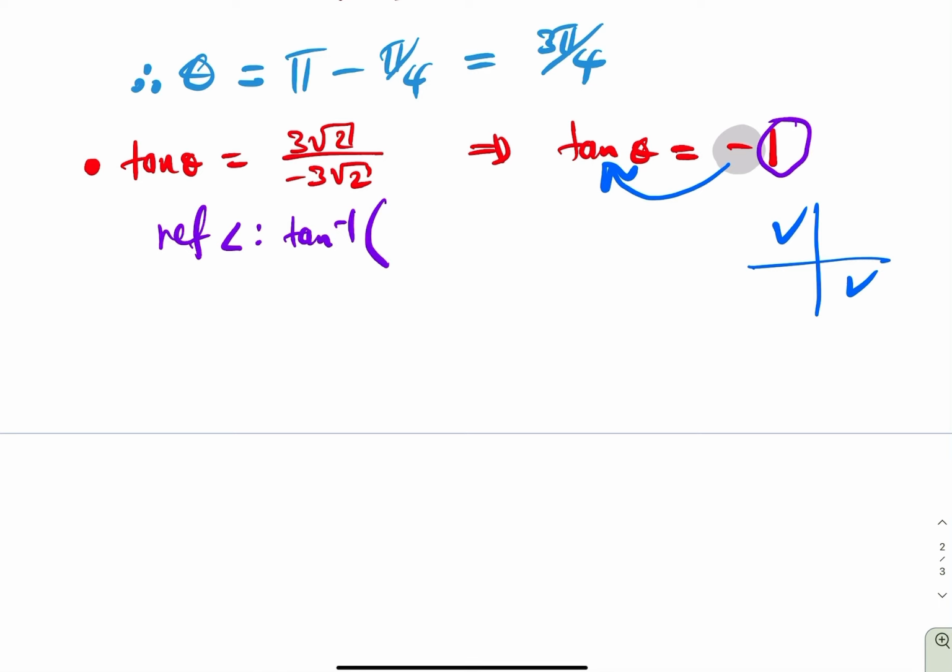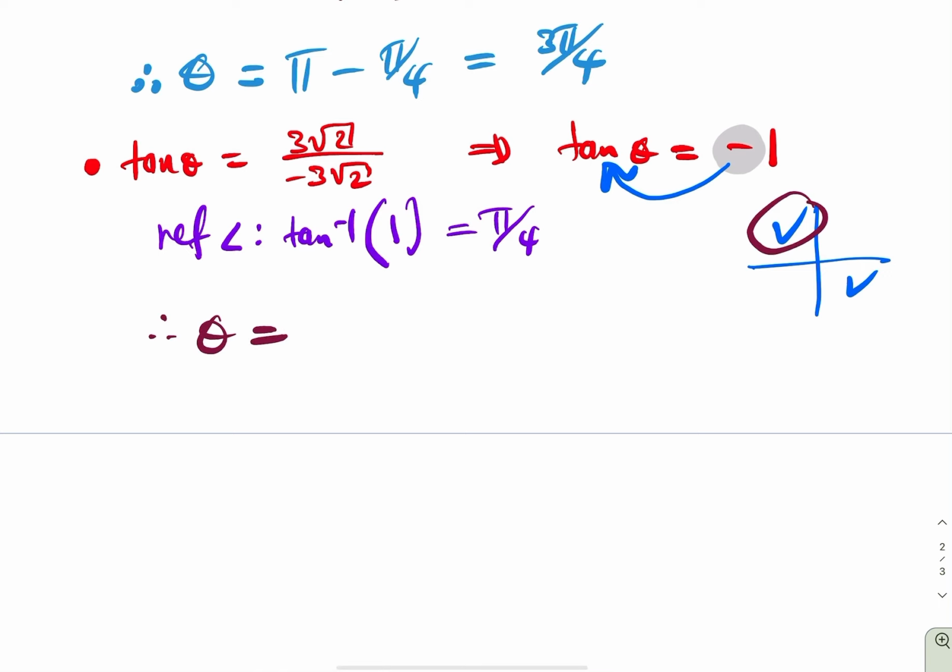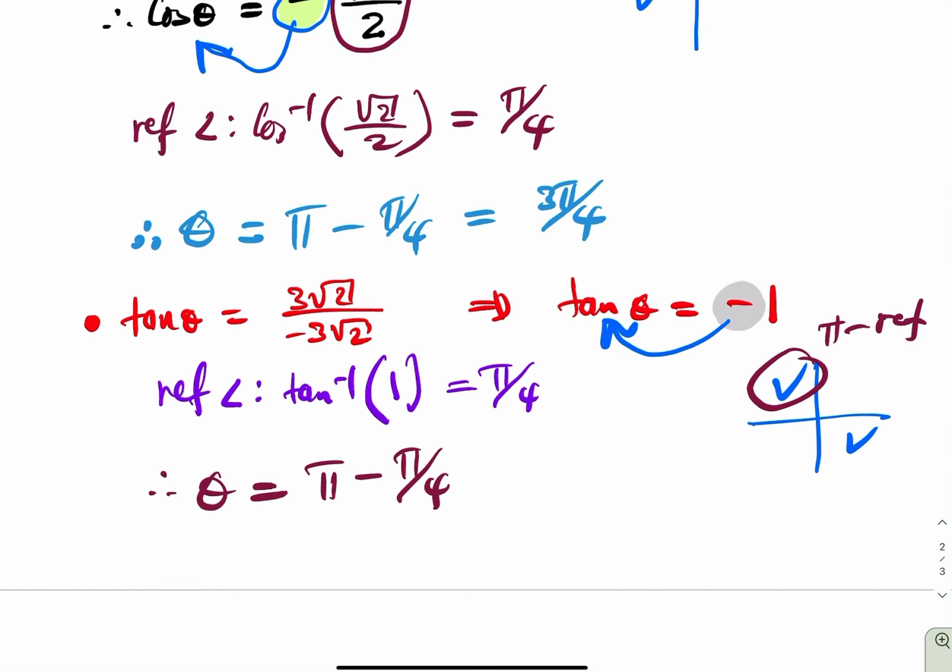The negative, you don't type it. You type it when you want to find some integers there. So you're going to write positive 1 there. It's a reference angle that gives you pi over 4 again. So because your diagram is drawn in the second quadrant, and that's where you get pi minus a reference angle, it means it's going to be pi minus your pi over 4. This is how you're going to write your theta, and that is going to give you 3 pi over 4.